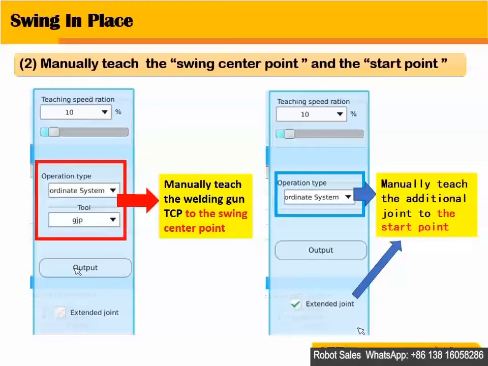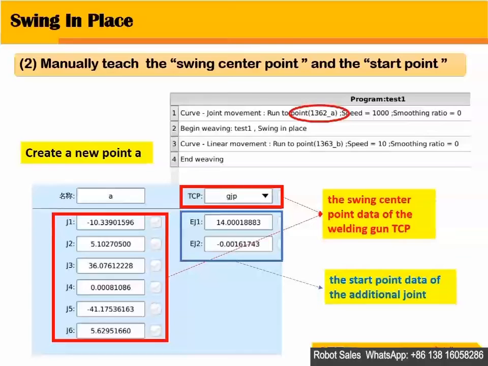2. Manually teach the swing center point and the start point. Firstly, manually teach the welding gun TCP to the swing center point. Secondly, manually teach the additional joint to the start point. Then, you can create a new point A.